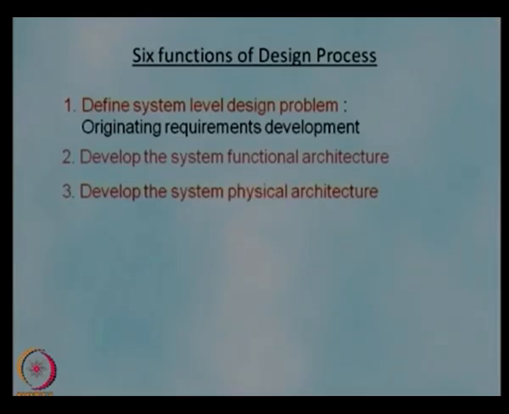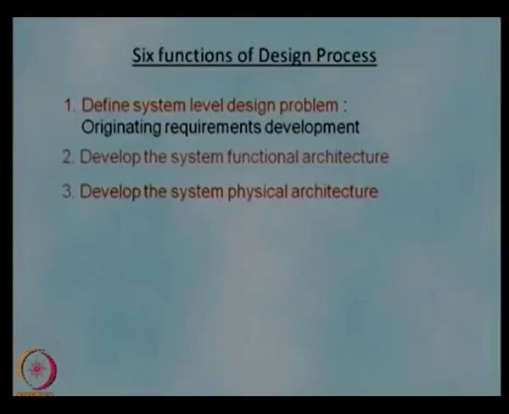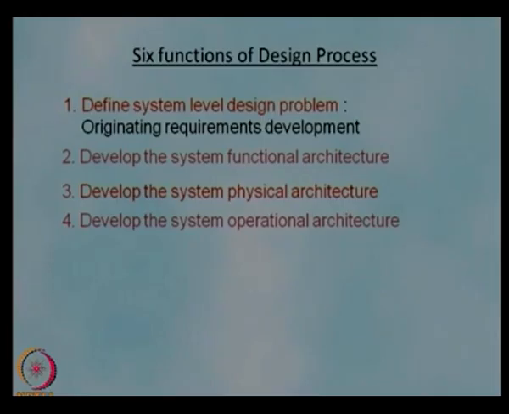The third one is to develop the system physical architecture. So once the functions are identified, we try to identify the components or the physical systems which actually will provide these functions in the system. This stage is the physical architecture development stage. And the fourth one is the system operational architecture. So once we have the physical system in place, we need to find out how the system will be operated, what are the operational requirements for the system, and then we develop an operational architecture which will satisfy the customer requirements.